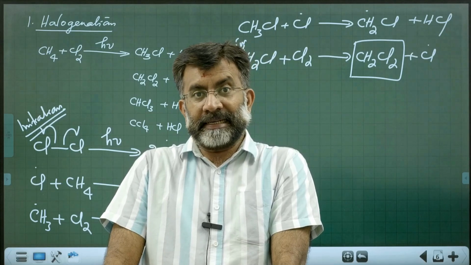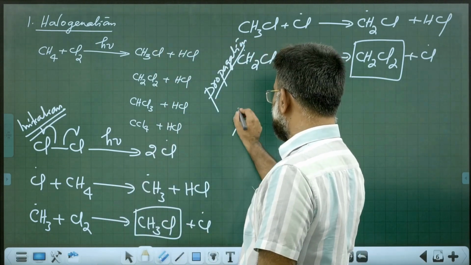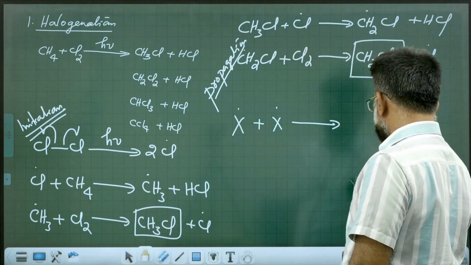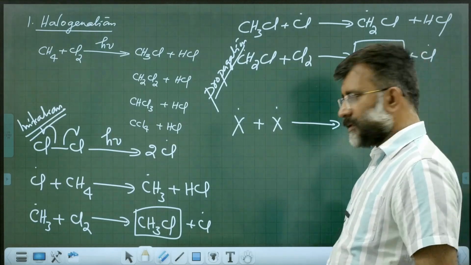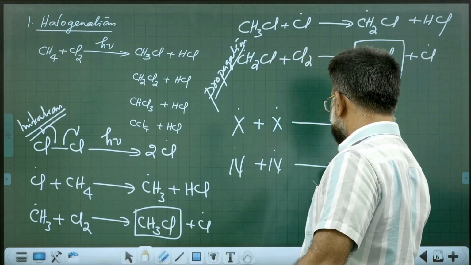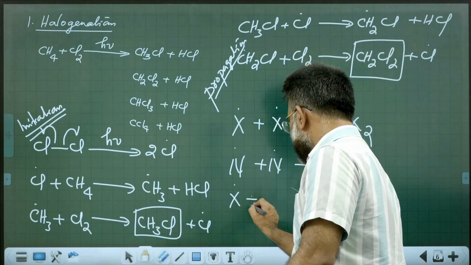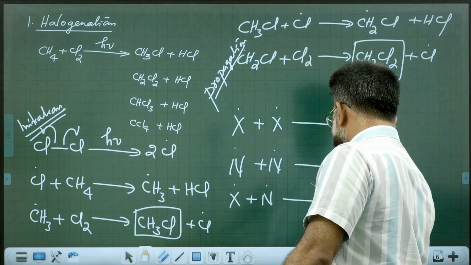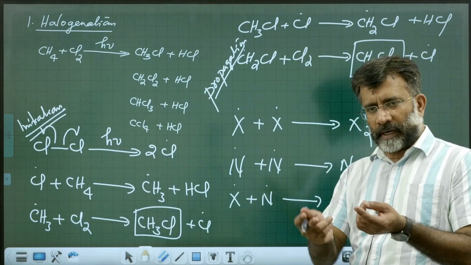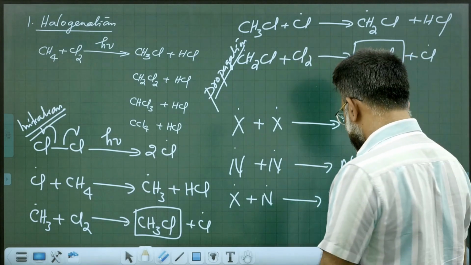And chain termination. Whenever two radicals meet, suppose a radical X meets another radical X, it will be converted to X2. Suppose a radical N meets another radical N, you will get N2. Suppose a radical X meets N, you will get XN. It will be terminating. So when two radicals meet, that reaction is terminated.